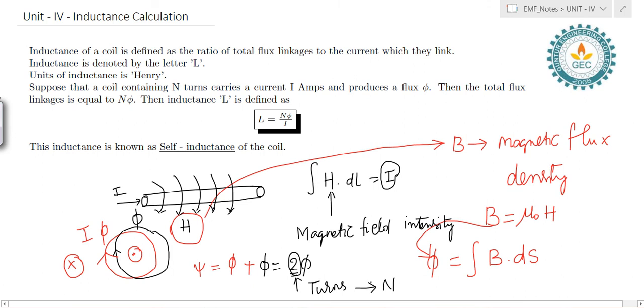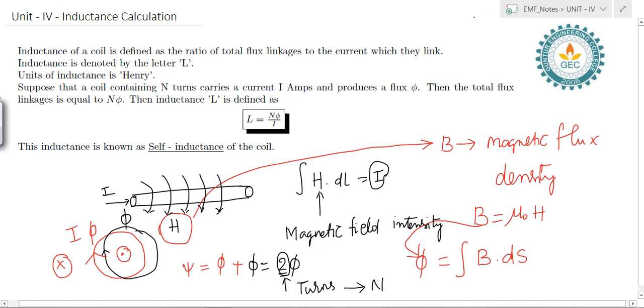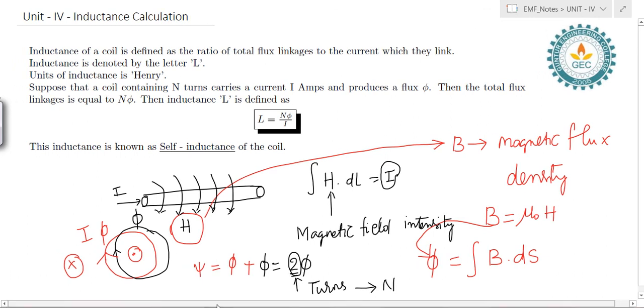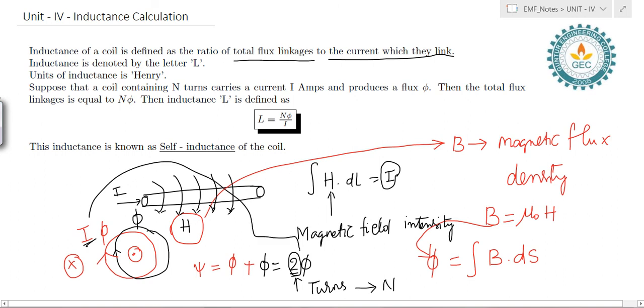Now we define inductance. The inductance of a coil is defined as the ratio of total flux linkages to the current which they link. In this scenario, I is the current flowing through the conductor, and because of that, flux phi is produced by one turn.